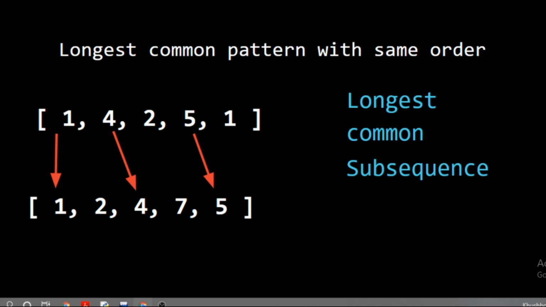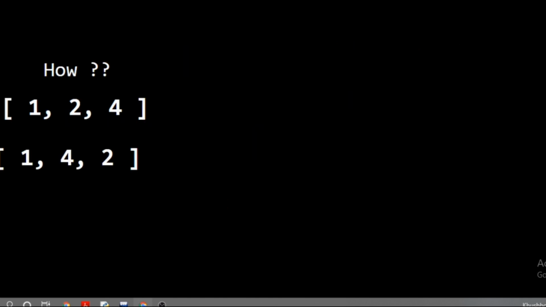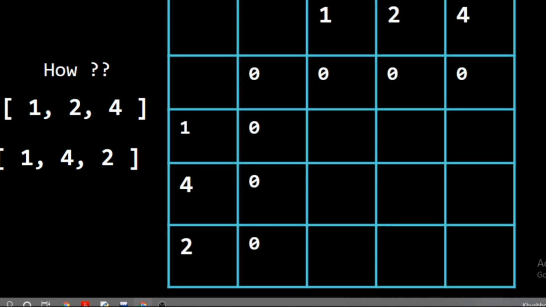So let's try to figure out for a smaller example. Like for 124 and 142, how can we find out the longest common subsequence? Can we compare all the subsequences and find the longest one? Let's try to analyze this with a matrix. So here is our matrix. I have taken 1 2 4 in the rows and 1 4 2 in the columns.